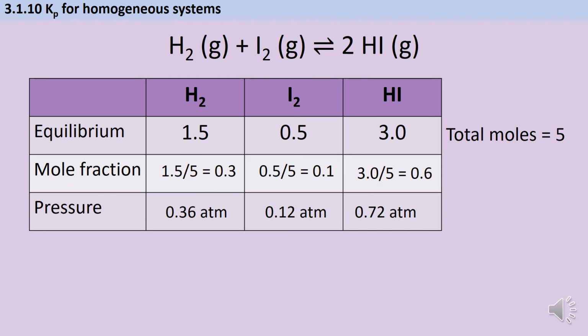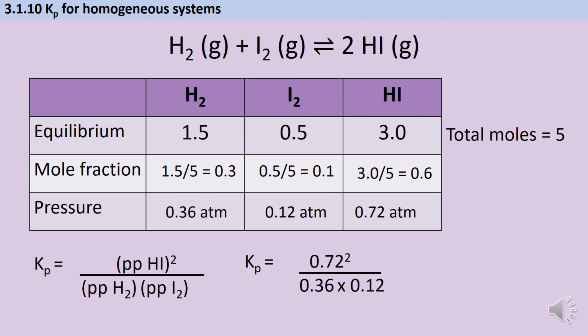Our expression for Kp looks a little like this, and if we substitute in those numbers, we get 0.72 squared divided by 0.36 times 0.12. That comes out with an answer of 12. In other words, equilibrium lies to the right and there's more hydrogen iodide than there is of the reactants.